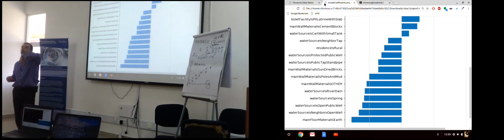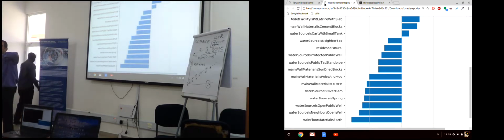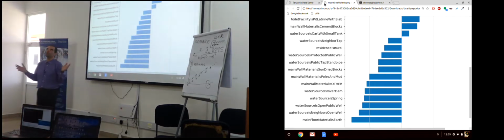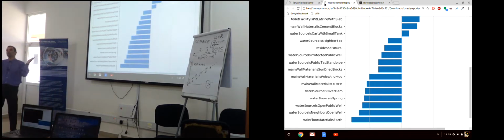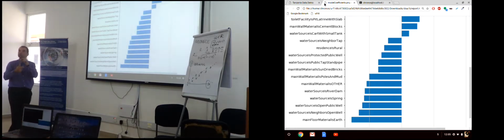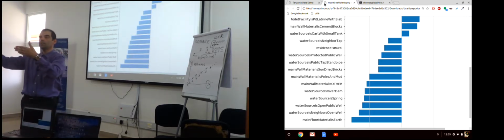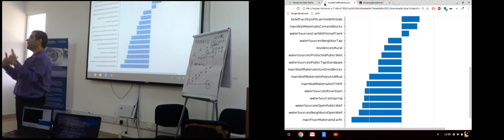Now I have the model. And this model is summarizing all of our observations. So now we can use it the other way around. Now we can use it for prediction. Knowing the model, I can go to an area, tick boxes, and have a calculator come back and give me the wealth index.